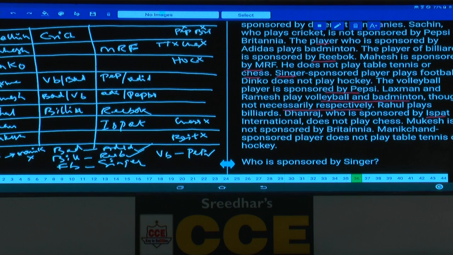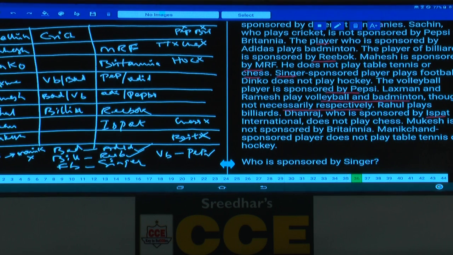Then, what is the other game left over here? As next one, this football. Whether this football can be played by Dinku or not, as Dinku can play football. Dhanraj cannot play football, and Mukesh can play football. So there are possibilities, either Dinku or Mukesh. Then check out the other sponsor, Britannia. Who can sponsor Britannia here? Britannia cannot sponsor Mukesh, and Britannia is not sponsoring Sachin. What is the only possibility for Britannia? Britannia must be Dinku.